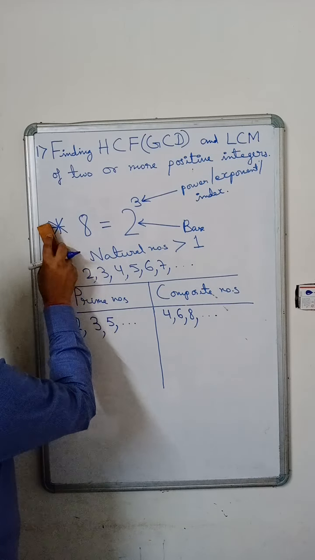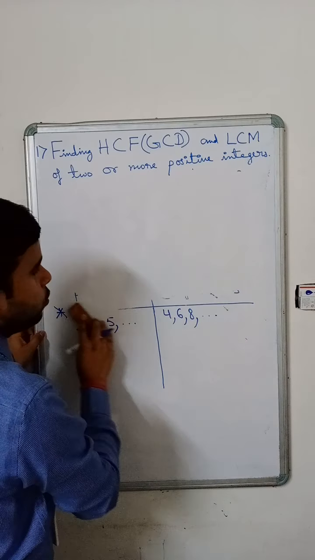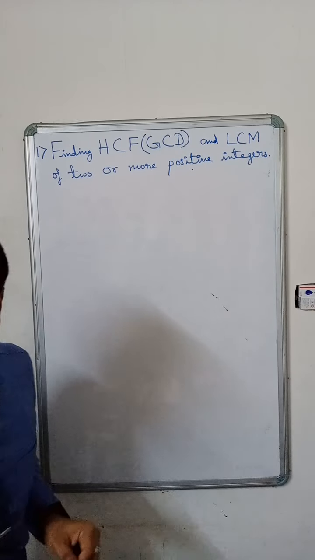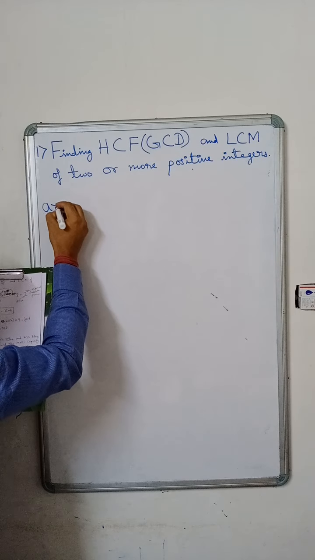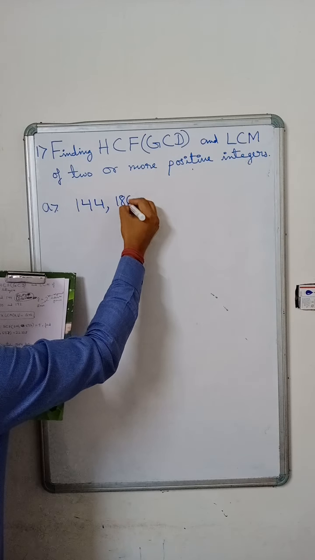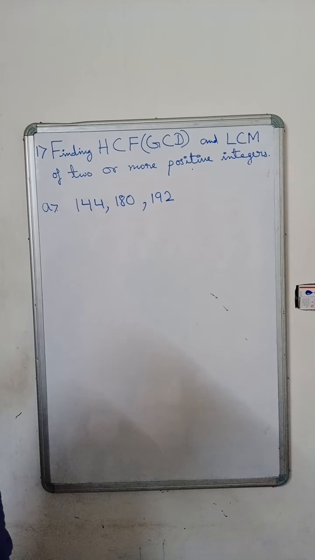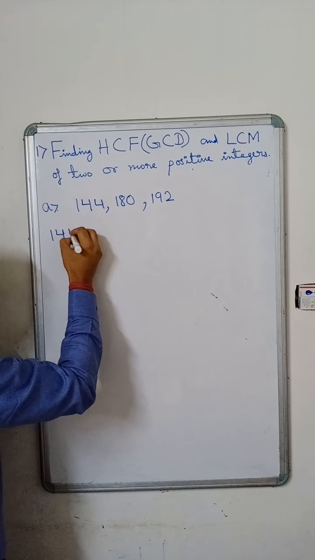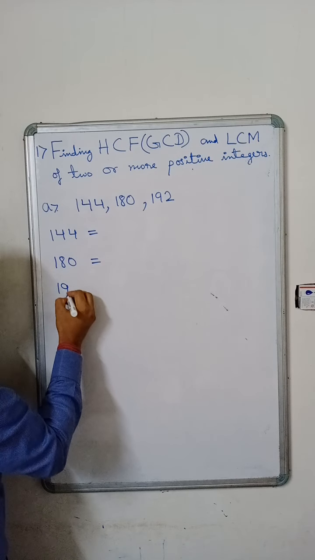So now let us come to the topic: how to find out HCF and LCM of two or more positive numbers by using the prime factorization method. Let me take one example first. Let's take three numbers: 144, 180 and 192. Now as we are using the prime factorization method, first of all let us factorize these three numbers 144, 180 and 192.